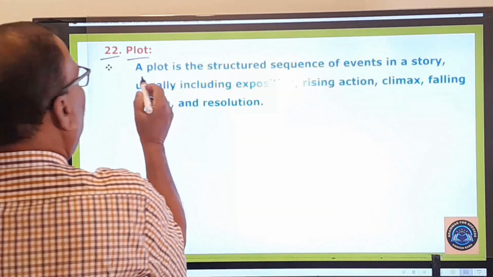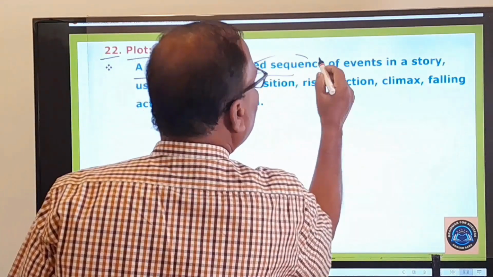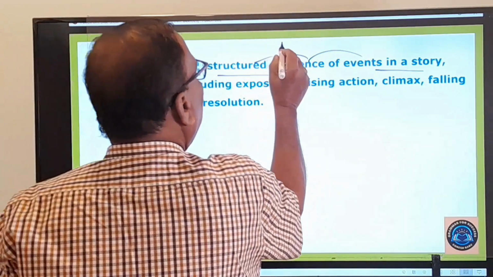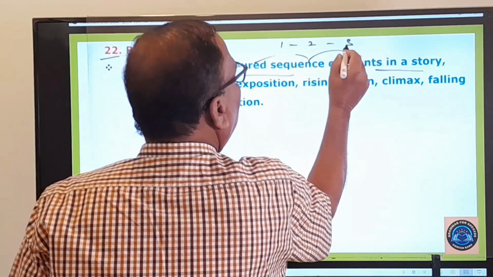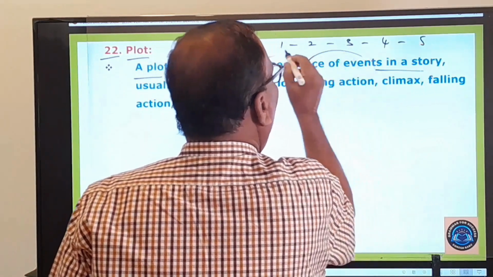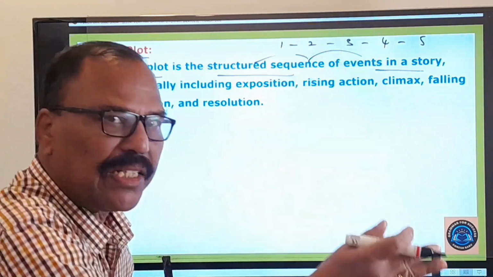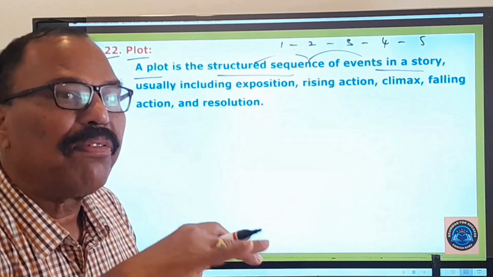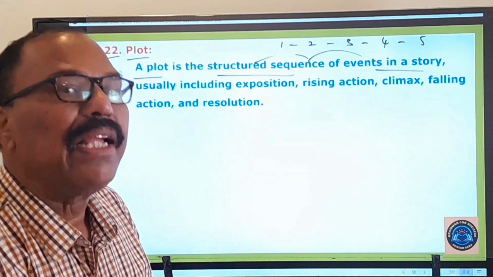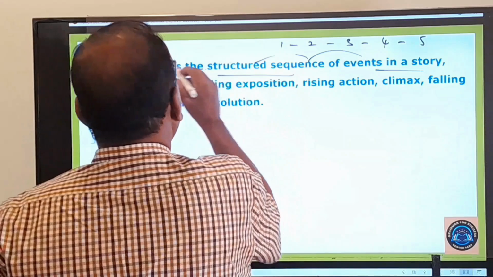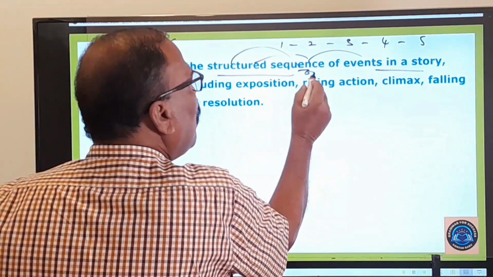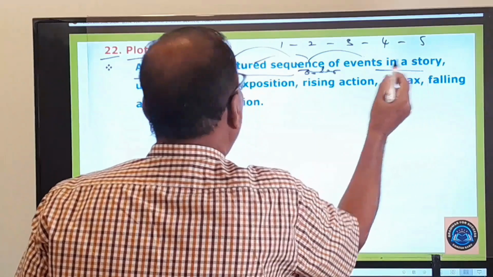What is this plot? A plot is the structured sequence of events in a story. So, structured events: first event, second event, third, fourth, fifth. All these events are set or put in an order. This order of the events is itself called a plot. The structured sequence means the order of events in a story.